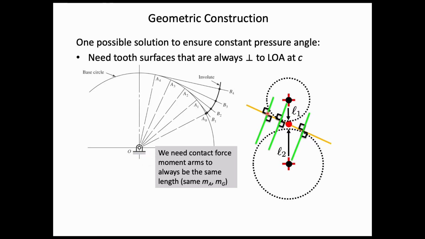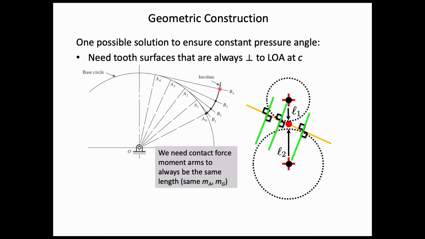Here's one way of constructing this. Looking at how we have these different contact points along this line of action, this suggests a particular way of constructing this geometry. Here is a base circle, and imagine that we have a string wrapped around this base circle, and we are pulling on the string, providing some tension, and as we unwrap the string from the base circle, we trace out a curve.